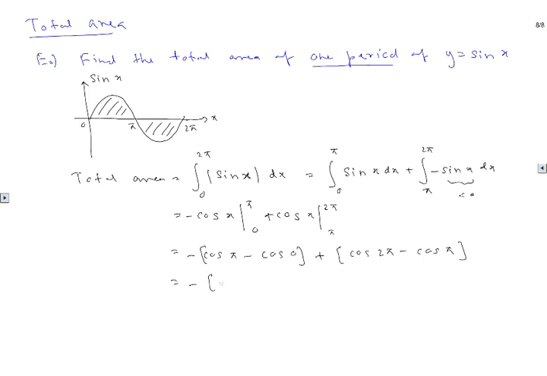Cosine pi is negative 1, cosine 0 is 1, plus cosine 2 pi is 1, cosine pi is negative 1. So if you simplify, what do you get? You get 2 plus 2, which is equal to 4. So the total area is 4 units.